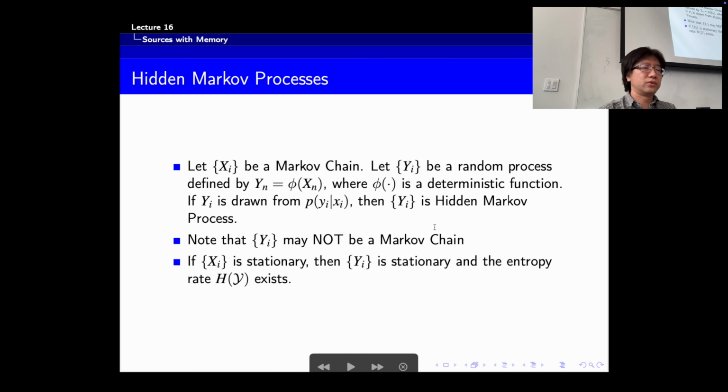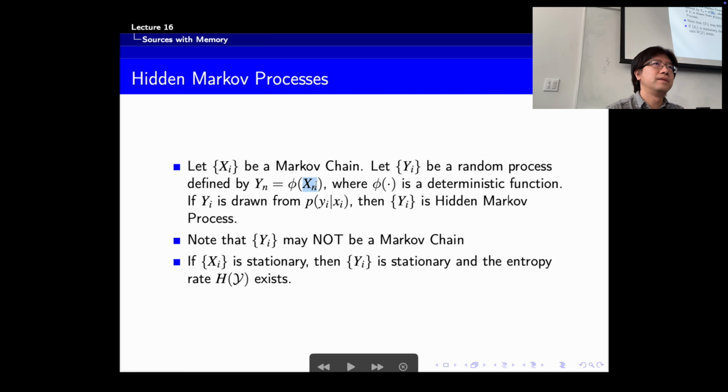Then we moved on to talk about a function of a Markov chain. We didn't talk about exactly the hidden Markov process; we considered a special case of it, where every random variable yn is a deterministic function of xn. In general, y could be drawn from a probability distribution, and then that would be a hidden Markov process. But now we consider a simple case where every yn is a deterministic function of xn. In this case, the tricky part is that yn may not be a Markov chain, and we'll give an example.